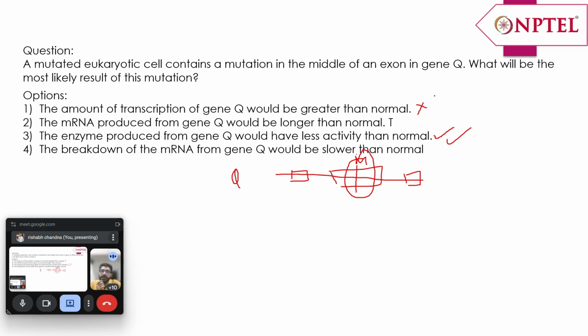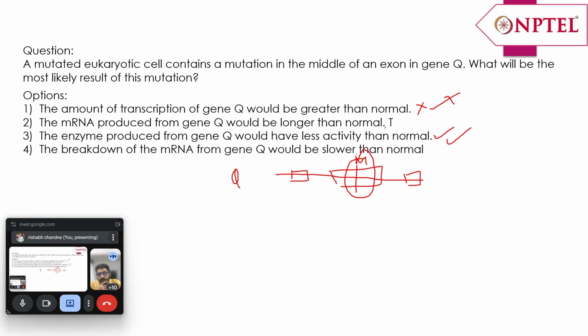If there would be any mutation in the promoter or the enhancer region, then we would have speculated that the transcription of the gene might be greater than the normal. So this option is wrong. Then mRNA produced from gene Q would be longer than the normal.